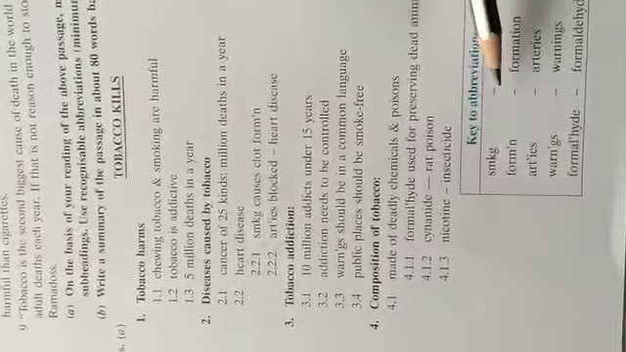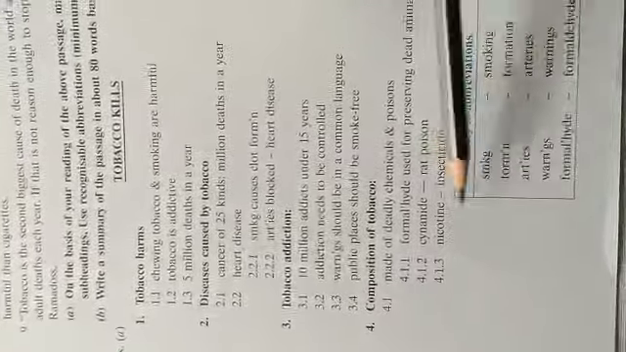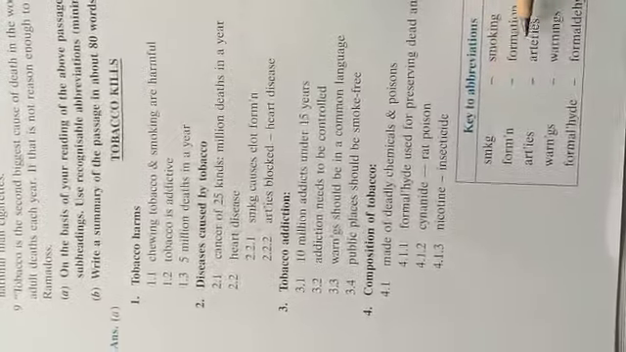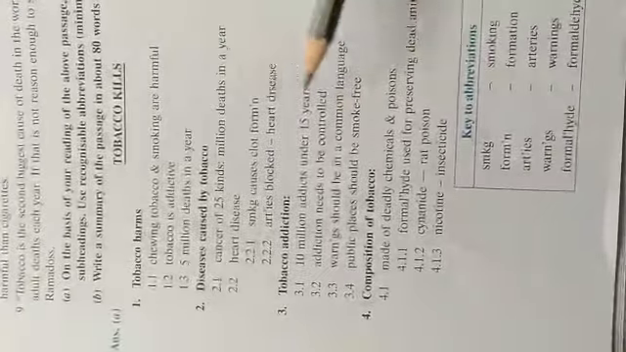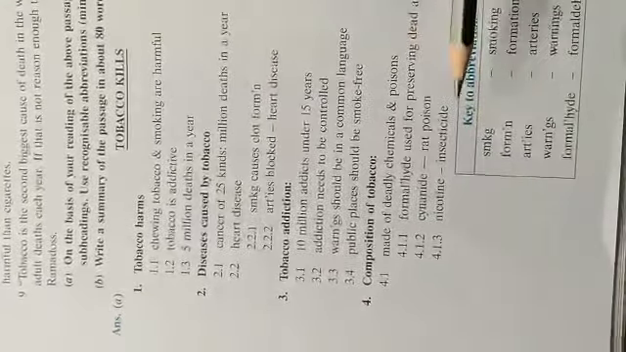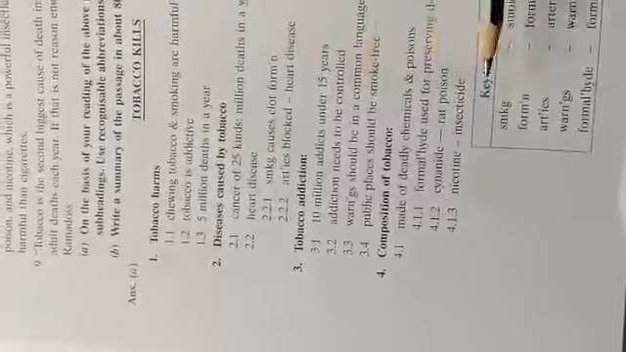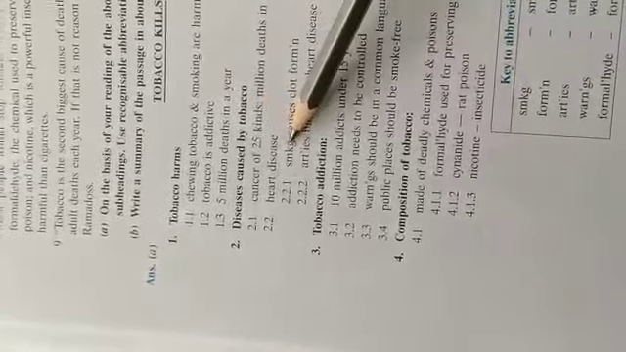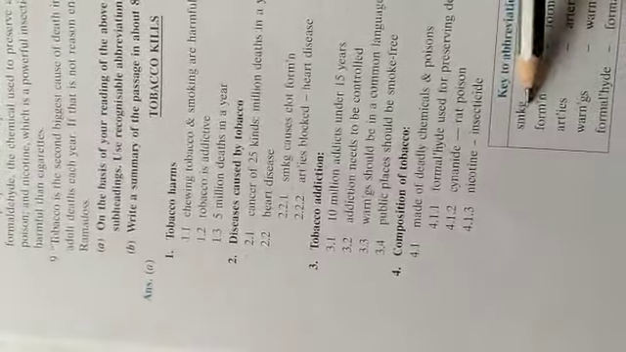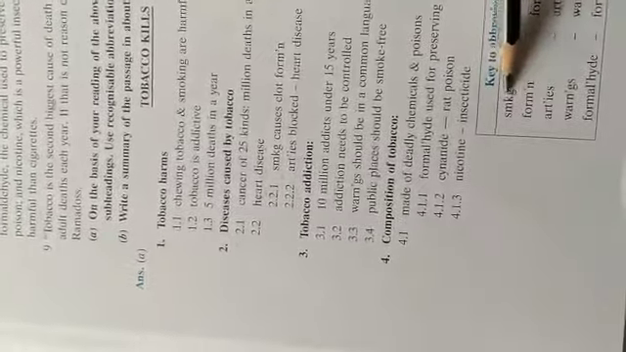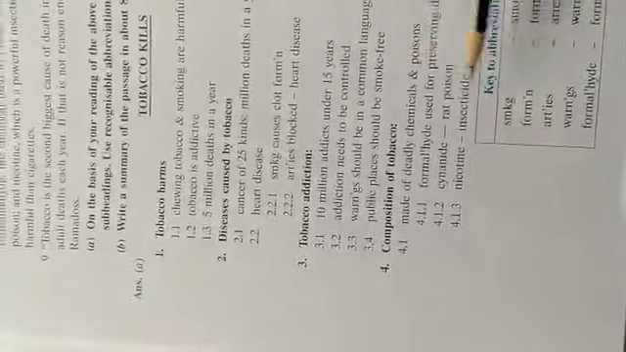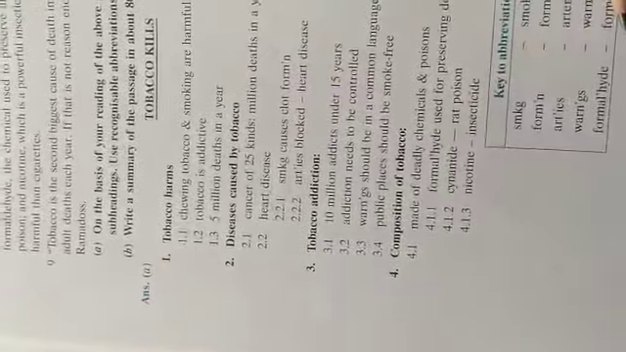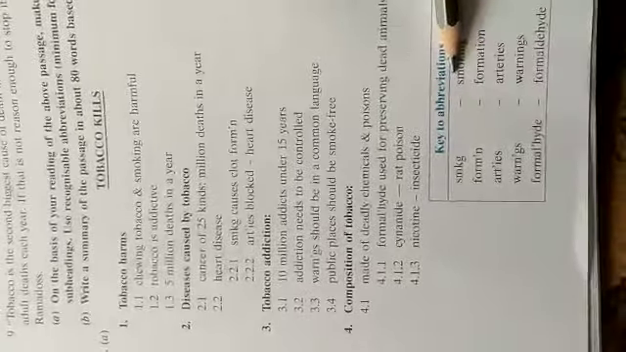And after doing the note making, you can make a box in which you will explain that abbreviation that is being used by you in your answer. This is called key to abbreviation. Here you can see the word smoking is abbreviated over here, and it is explained in this box that SMKG means smoking, right? Similarly, other words are also abbreviated and they are explained in this box, key to abbreviation.